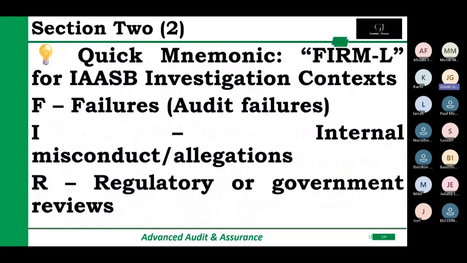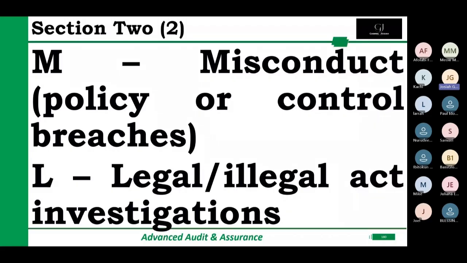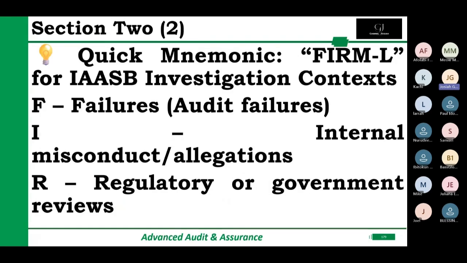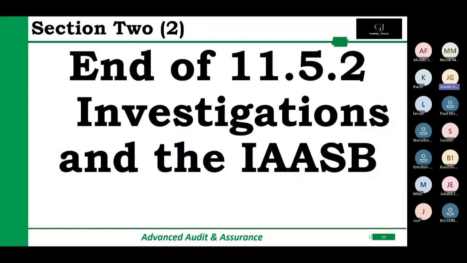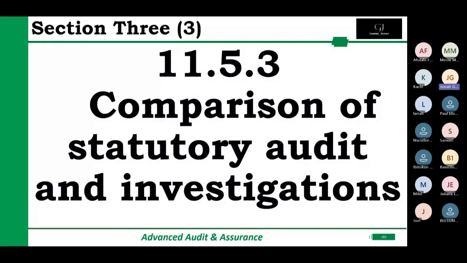So for the IAASB investigation context or guide on investigations, reasons that could trigger investigations speak to audit failures, number one; internal misconduct or allegations on audit firms; regulatory or government reviews; misconduct around policy or quality management breaches; legal or illegal acts like money laundering and theft, corruption charges, and all that could warrant investigation. So this acronym FEML could help you remember reasons why investigations may be carried out and what the IAASB's context or guide on investigations is. Very important. All right, any questions?